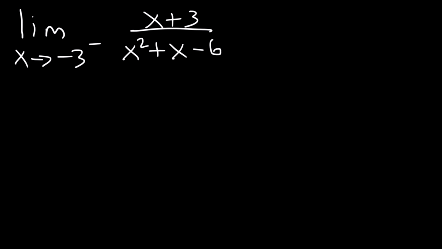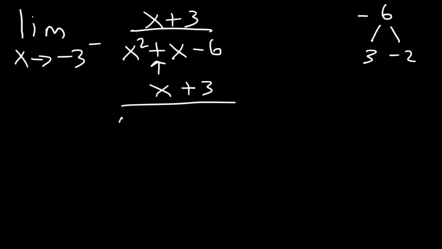What is the limit as x approaches negative 3 from the left, given the expression (x + 3) divided by (x squared + x - 6)? In this example, the first thing we need to do is factor. What two numbers multiply to negative 6 but add to the middle coefficient of 1? This is going to be positive 3 and negative 2. So x squared + x - 6 is equivalent to (x + 3)(x - 2).